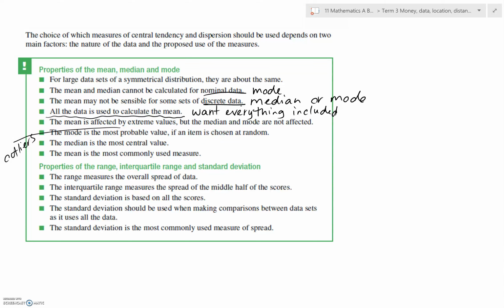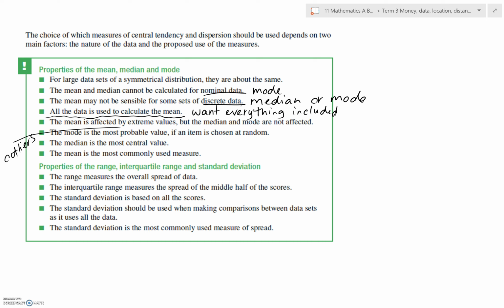The mode is the most probable value if an item is chosen at random, the one most likely that you're going to get. The median is the one in the center, so the most central. The mean is the most commonly used measure. We use mean in lots of different things, and you would have seen that in lots of subject areas. Mean or average, commonly used in lots of data. Not always appropriately, but it is used a lot.